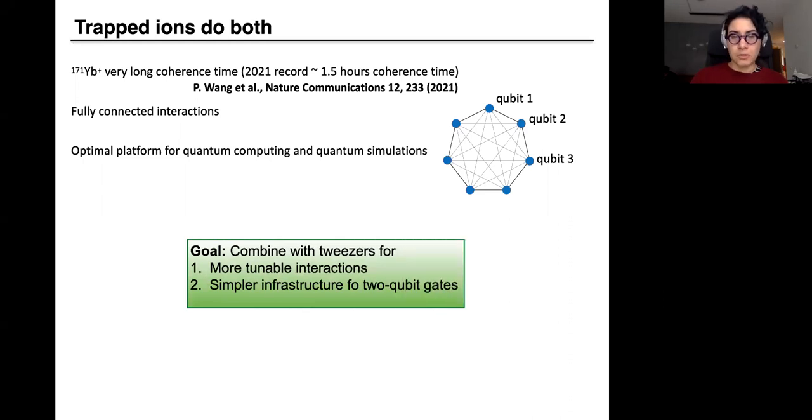So what we wanted to do was, we had 2 goals, basically. We wanted to combine this platform with tweezer potentials to both be able to have more tunable interactions, but also to have new gate architectures. So I'll first do the interaction part, and then I'll switch and talk about a new type of 2-qubit gate.